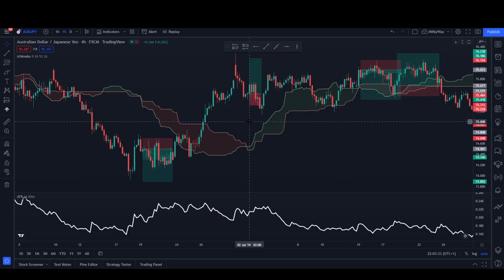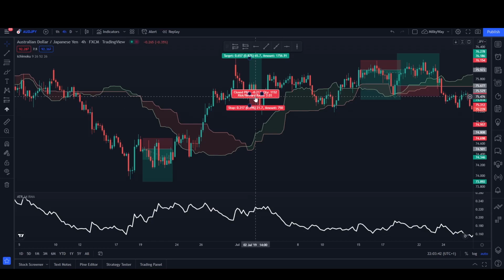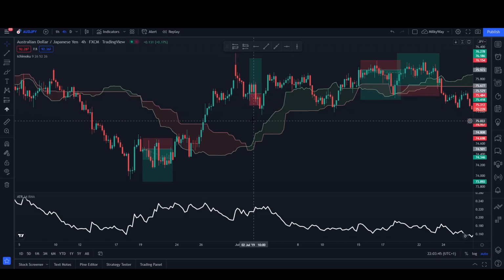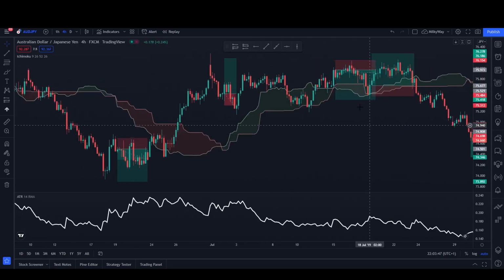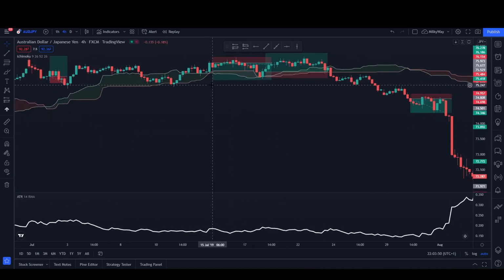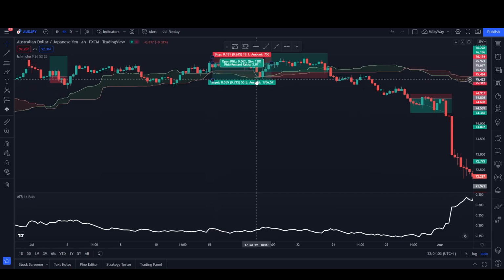So the cloud turns green. We go long with a 1 ATR stop loss, which is 21 pips. And it doesn't even reach 21 pips. So we take the loss. Right here, the cloud turns red. We've got a pretty tight stop loss, which is 18 pips. So our take profit isn't hit, but similarly to one of the previous trades, we do reach the break-even point. So this would have been a break-even trade.